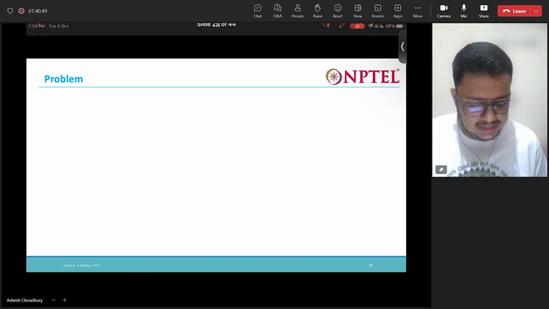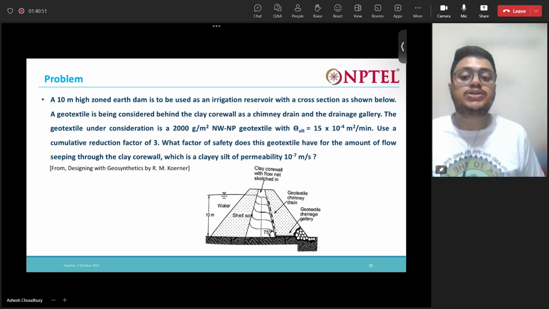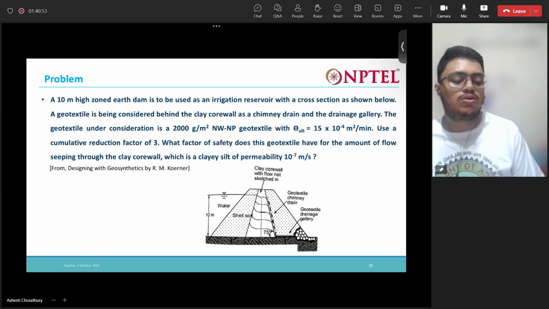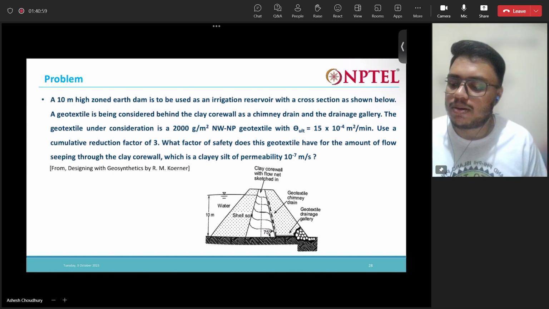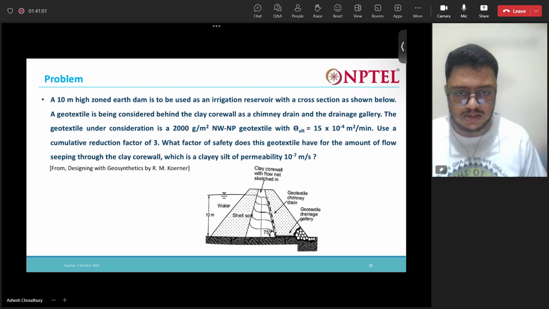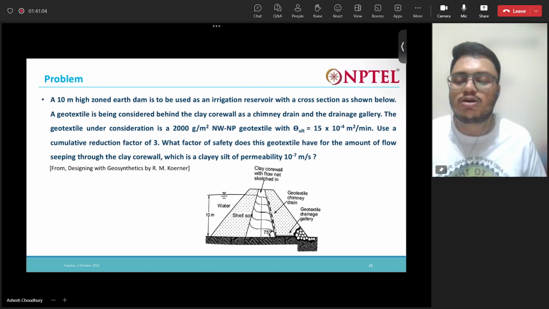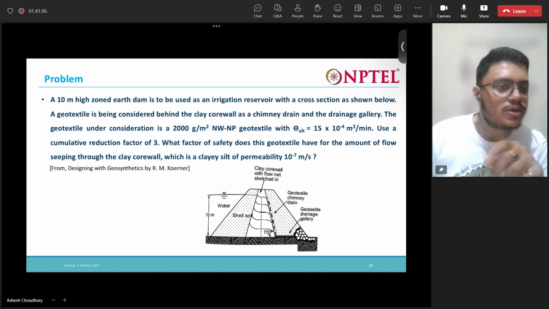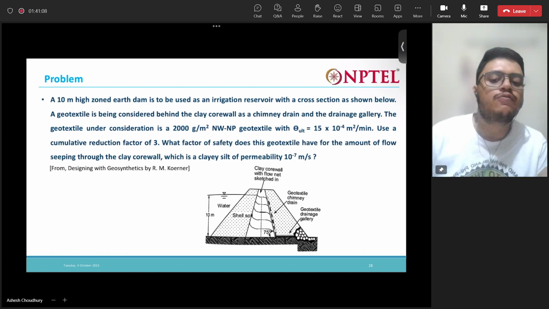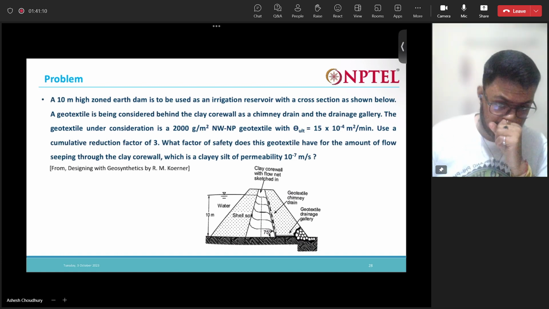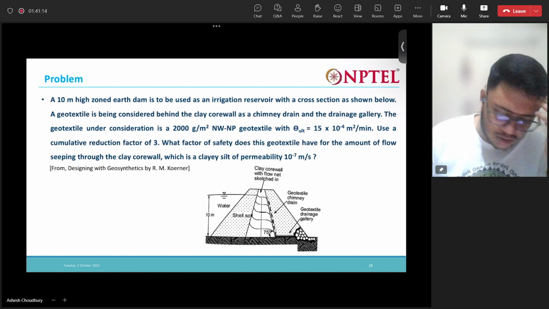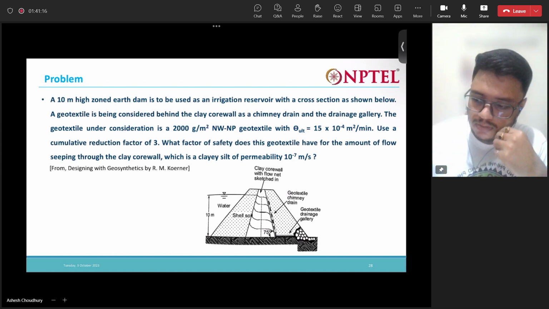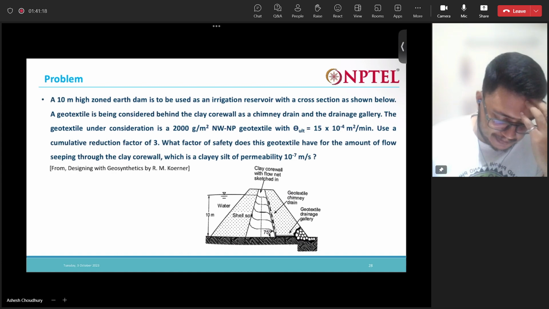Alright, so the first task in this case is to determine the amount of flow that is taking place. In order to determine that, we need to draw the flow net. Here you can see a flow net is already drawn.